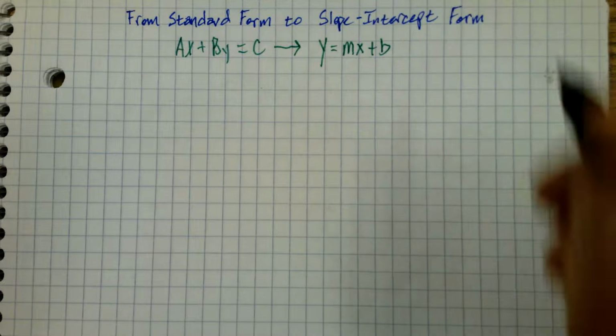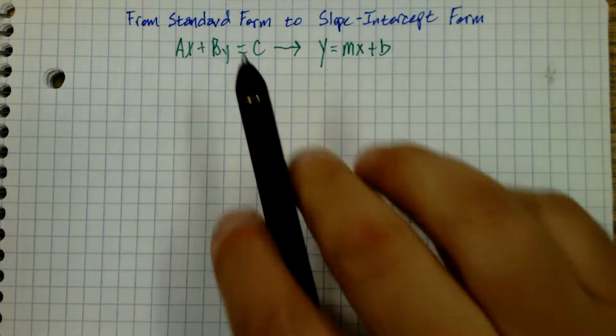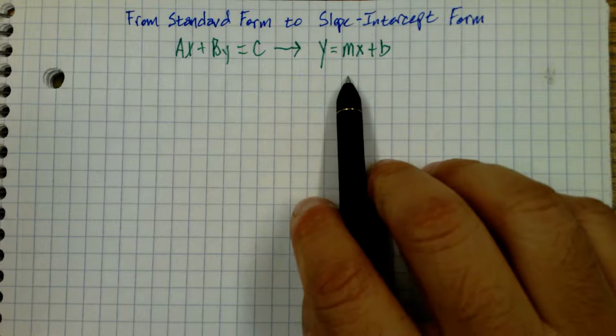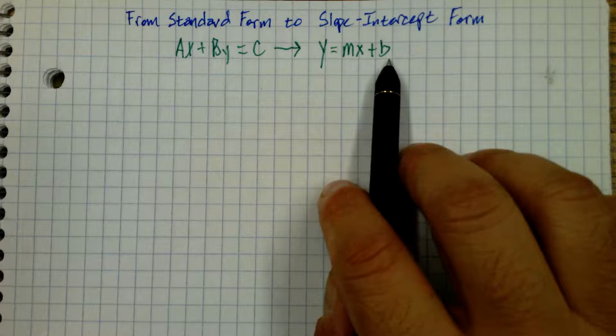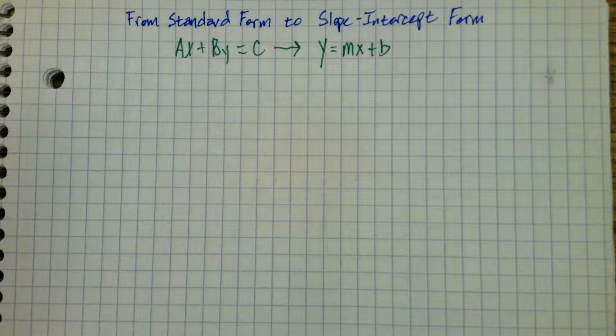And the reason we want to do that is if we have an equation in slope-intercept form, it's very easy to graph. We know the slope. We know one point that's on the line, the y-intercept. We can graph it. So yeah, that's our goal for today.